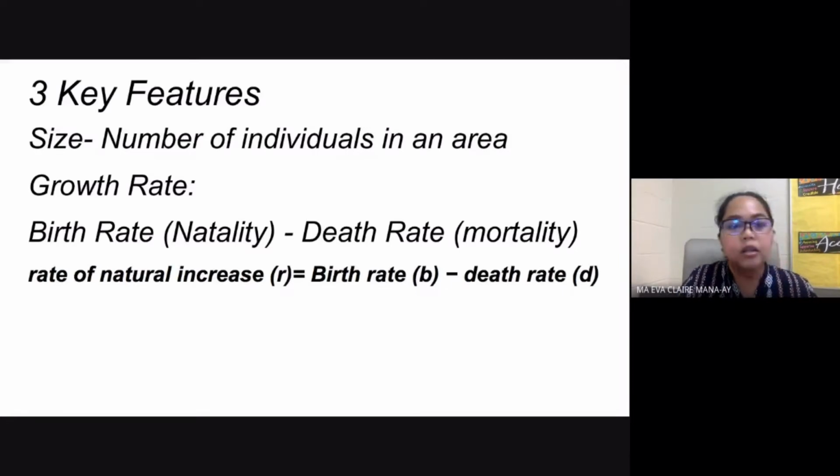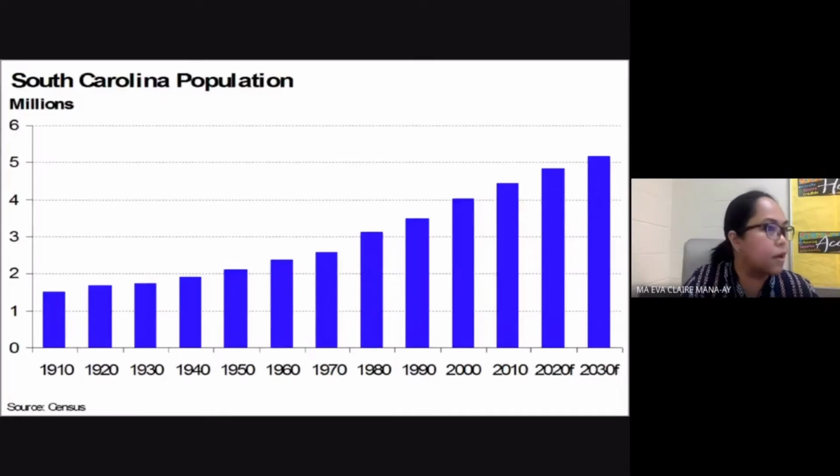Now, looking at the population growth of South Carolina here on your screen, you can see how the population of this state has grown over a period of time. It all started in 1910. There was only 1.5 million people. This is in millions. So only 1.5 million people in South Carolina in 1910.